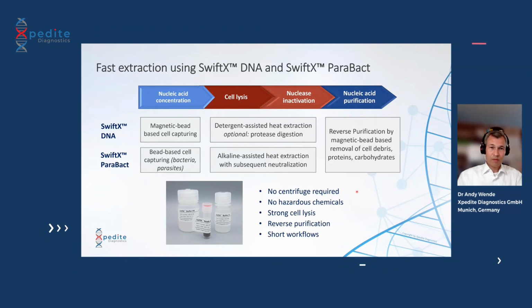So the basic advantages of using these kits is you don't need any centrifuge. There are no hazardous chemicals like alcohols or guanidinium salts in there. With the heat lysis step supported by detergents, protease, or alkaline conditions, depending on the product, we have a very strong cell lysis, which is as strong as mechanical lysis if you think about gram-positive bacteria. We have this reverse purification process, which is quite efficient, and overall, the whole workflow is quite short and much more convenient than a full-blown silica-based bind, wash, elute extraction.